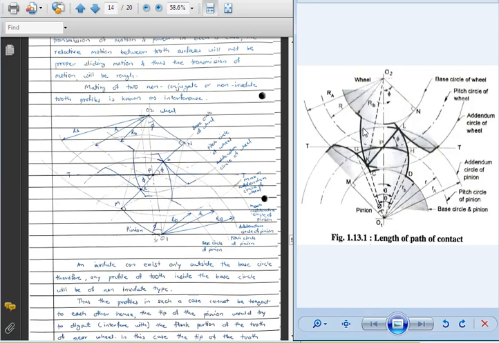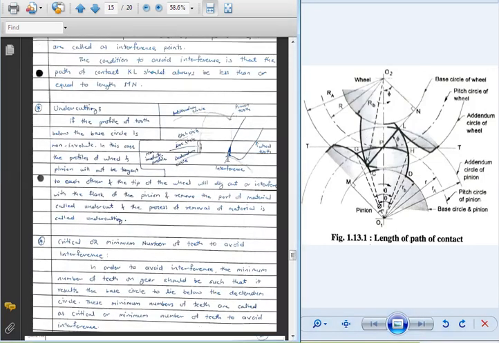Because of this interference, it will undercut, or remove some material from each other's gear tooth profile. This kind of undercut, or this process of removing material from the gear tooth, is called undercutting. This undercutting is not a desirable property for the gear to function. So interference is an undesirable property.